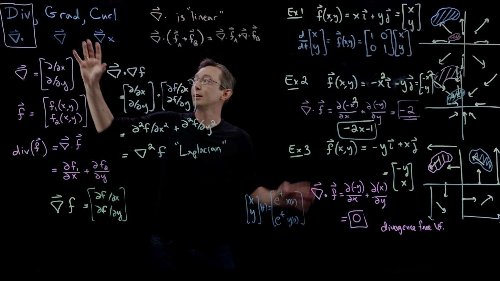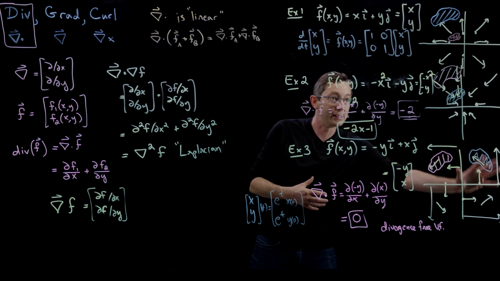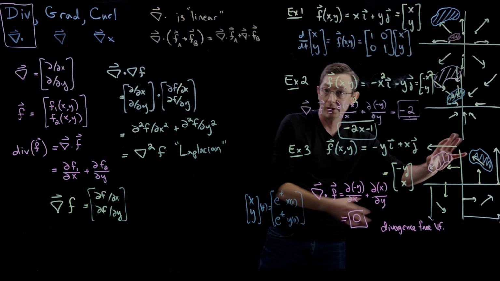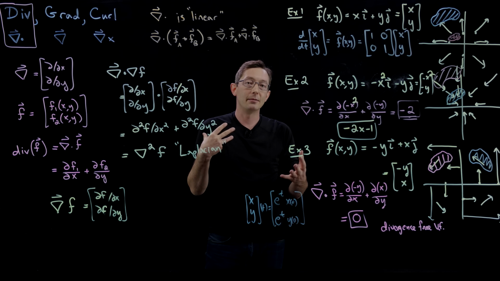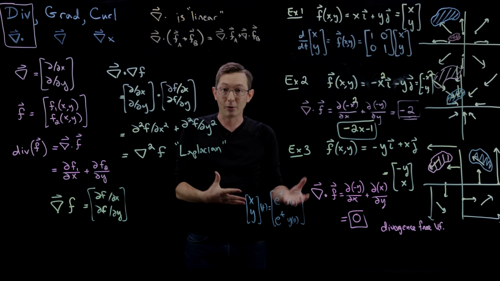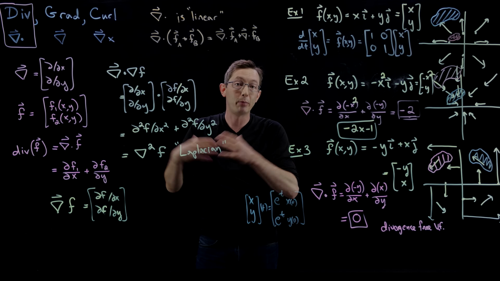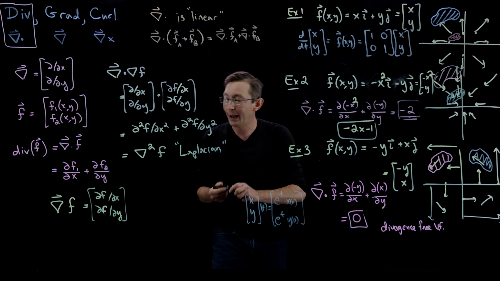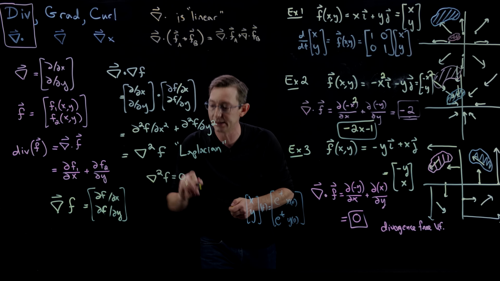I'll tell you about curl next time. We'll actually look at this example down here where this field is divergence free, but it's rotating. So we'll compute the curl next time. Then we're going to start talking about some identities like Gauss's theorem, Stokes's theorem, and how you can use these building blocks to build partial differential equations. For example, Laplace's equation. What happens if I say del squared f equals 0?